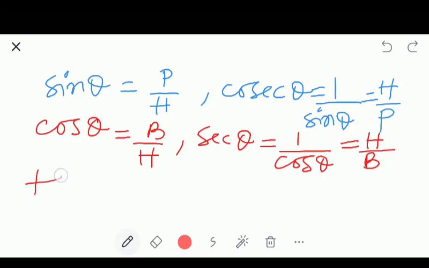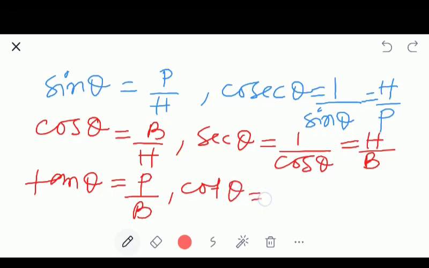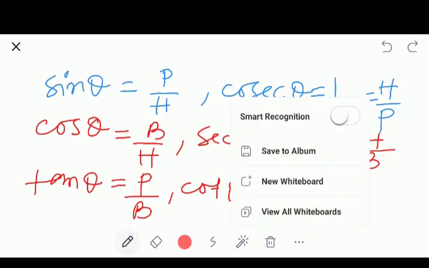Now the last one, that is tan theta is equal to perpendicular by base. Now there is also a reverse ratio, that is known as cot theta, and cot theta can be written as 1 by tan theta, and it will be base by perpendicular, right? Just write down all of the concepts that you are learning at this time. Okay, next we will solve some numericals also.